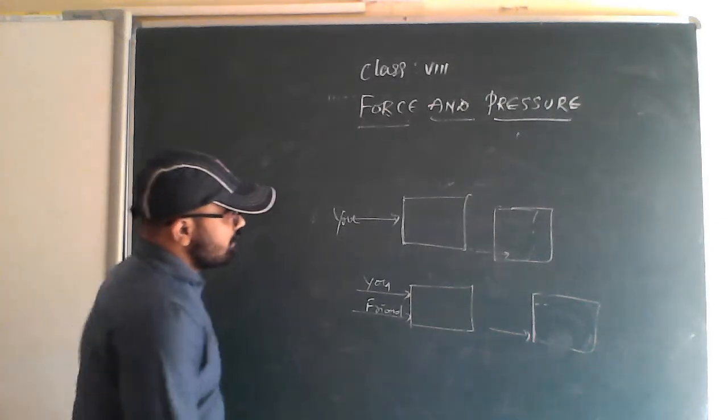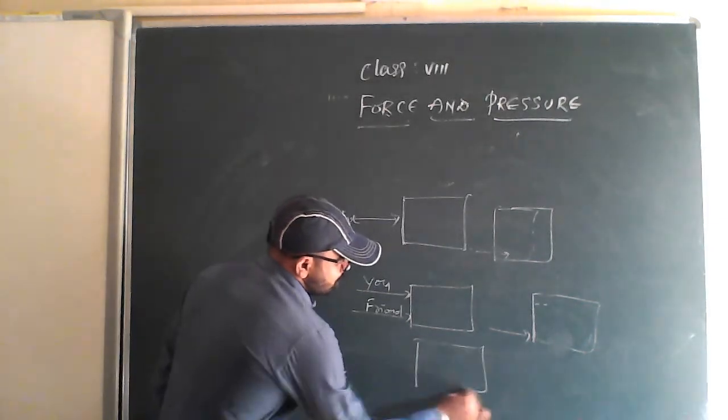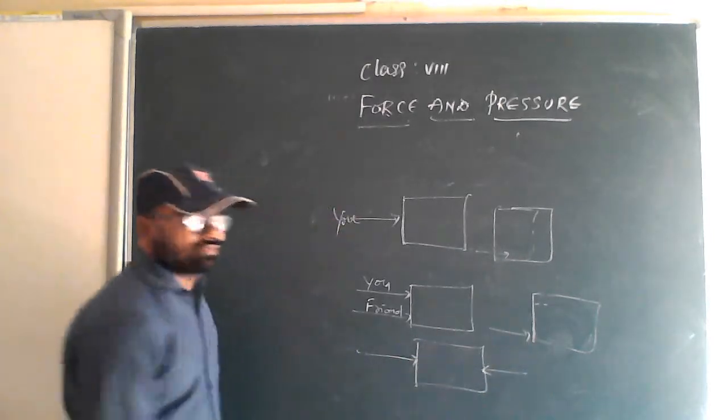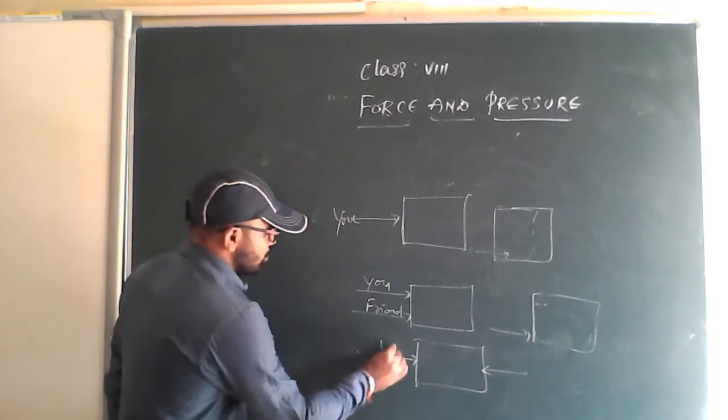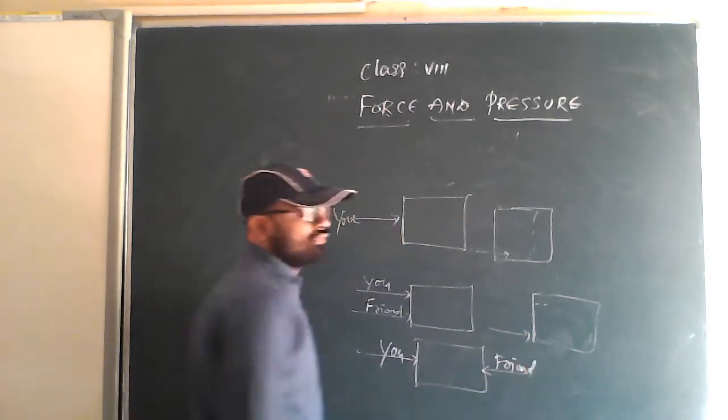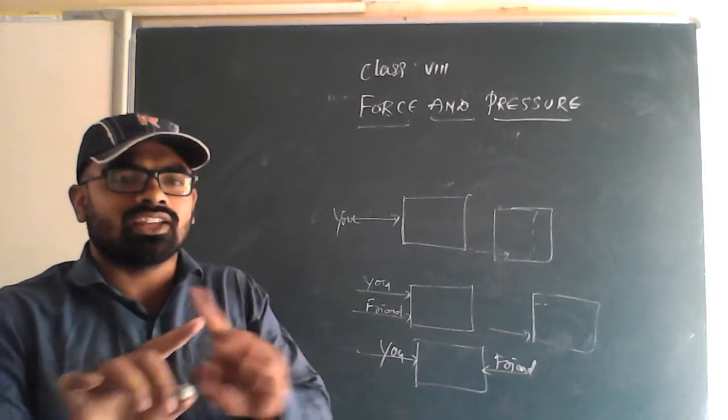So next, if it happens in the reverse case, you are applying a force here, your friend is applying a force here. If the forces are equal, then the table will not move.